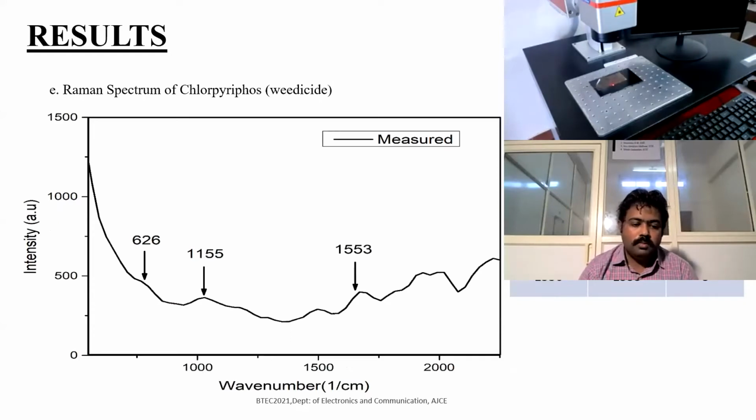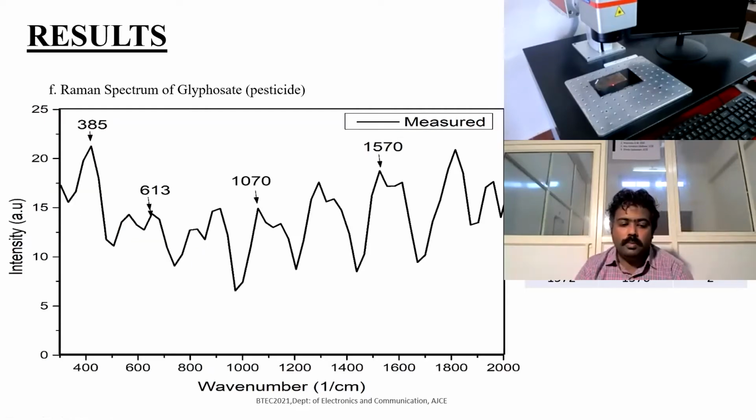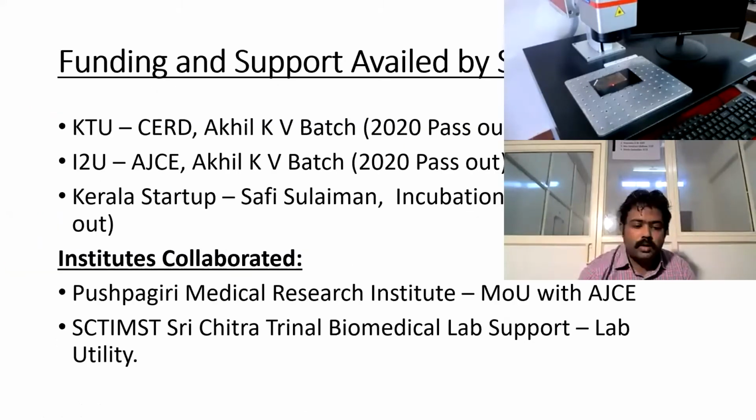So with this low-cost system, this is chlorpyrifos, which is a weedicide. This pesticide is detected efficiently using this technique, but the result is not up to the mark. Still, we could get some peak intensities around 626, 1155 and 1553. Some of the results coincide with the reference, so these need to be addressed. It's a very good piece of work by us. This is glyphosate, a spectrum for which we got a majority of results matching the industry-grade one.